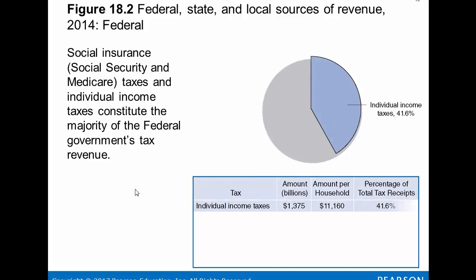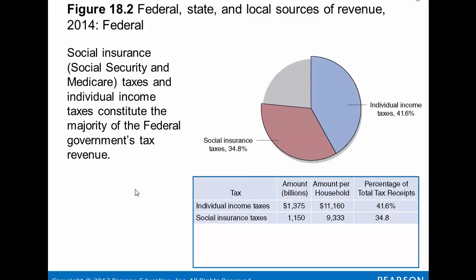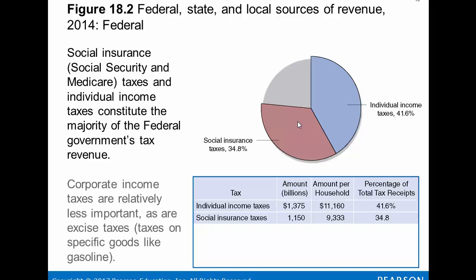So, federal, state, and local sources of revenue. Social Security and Medicare taxes and individual income consist of the majority of the federal government's tax revenue. So this is a graph from 2014. 41.6% came from individual income taxes and 34.8% came from social insurance, which is Medicare and Social Security. So the amount per household is $11,160 in individual and $9,333 in social insurance.